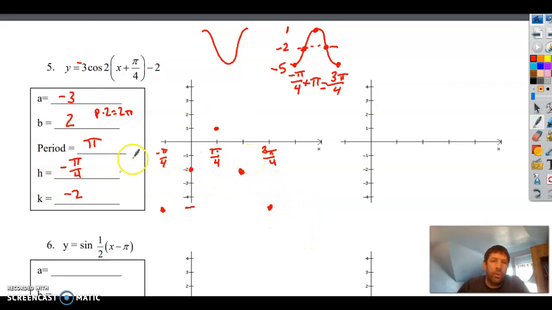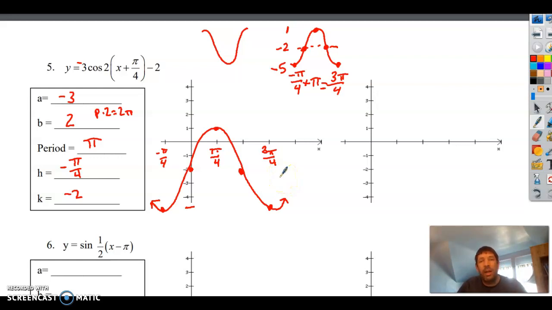Just be careful, you don't want this to look like a V, then people might think it's an absolute value graph. So you want to try to add a little bit of curve to it so that people don't think it's an absolute value graph, so that it looks like a sine or a cosine graph. So there you've got a cosine graph.